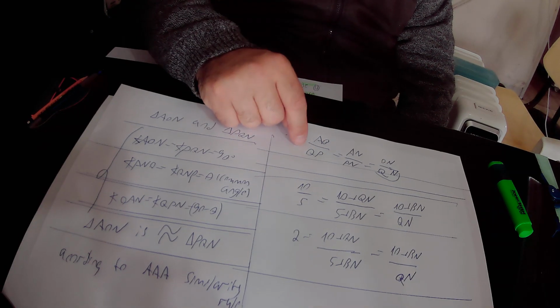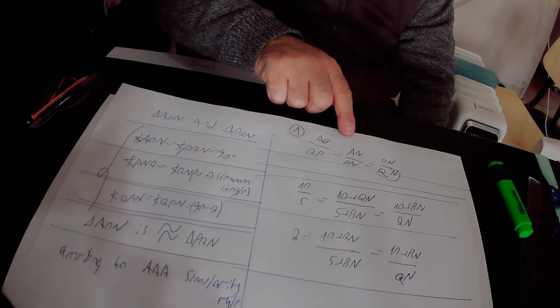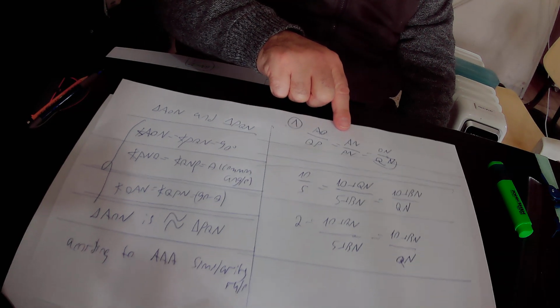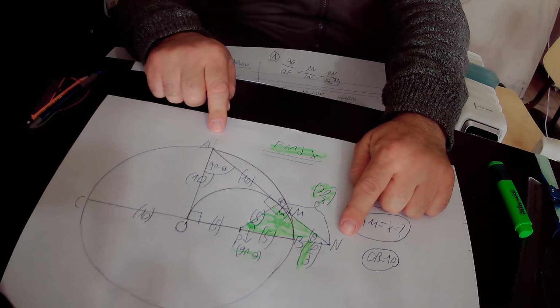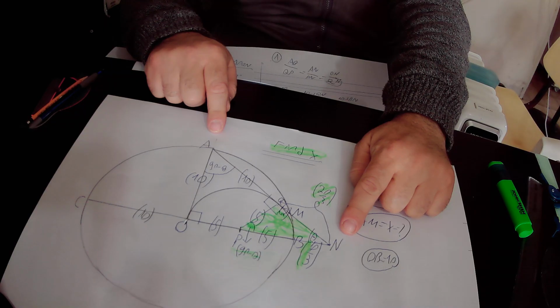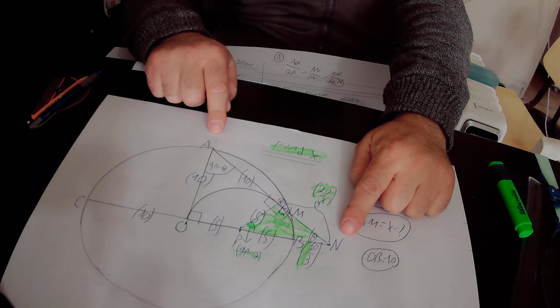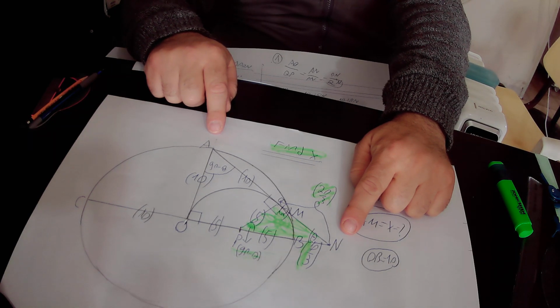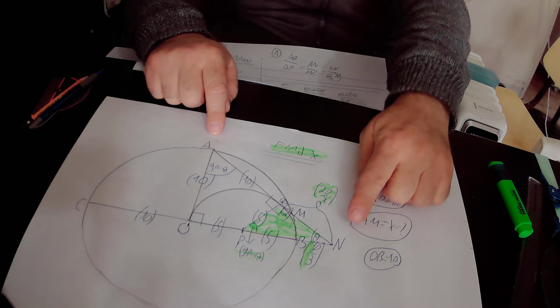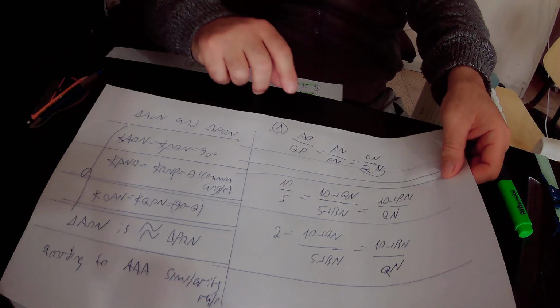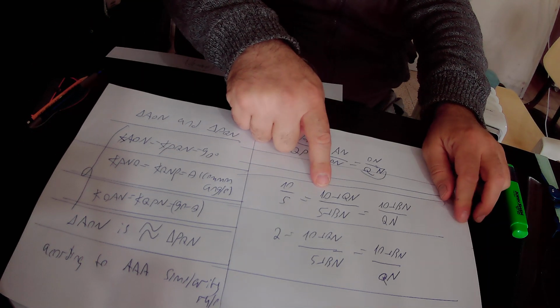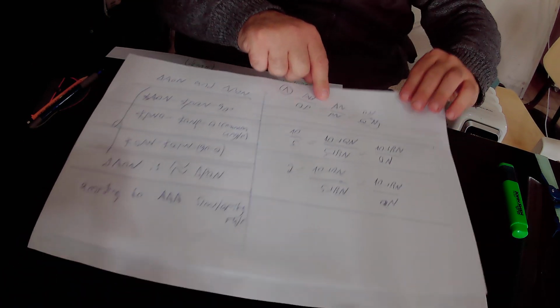AO is 10, QP is 5, and it equals AN. What is the length of AN? From the drawing, it is very easy to see that AN equals AQ plus QN. That is to say, AN equals AQ, that is 10, plus QN. So in total, AN equals 10 plus QN. Here, AN equals 10 plus QN over PN.